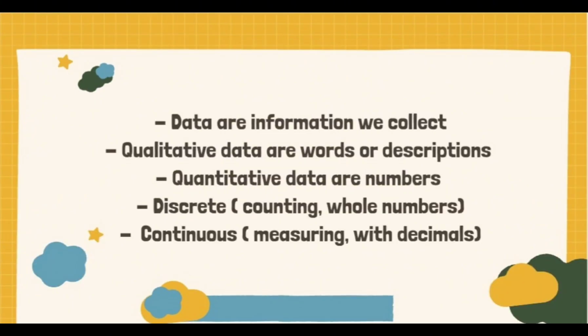Let's review what we learned today. Data are information we collect. Qualitative data are words or descriptions. Quantitative data are numbers. And quantitative data can be discrete, counting, or whole numbers, then continuous, measuring or with decimals.